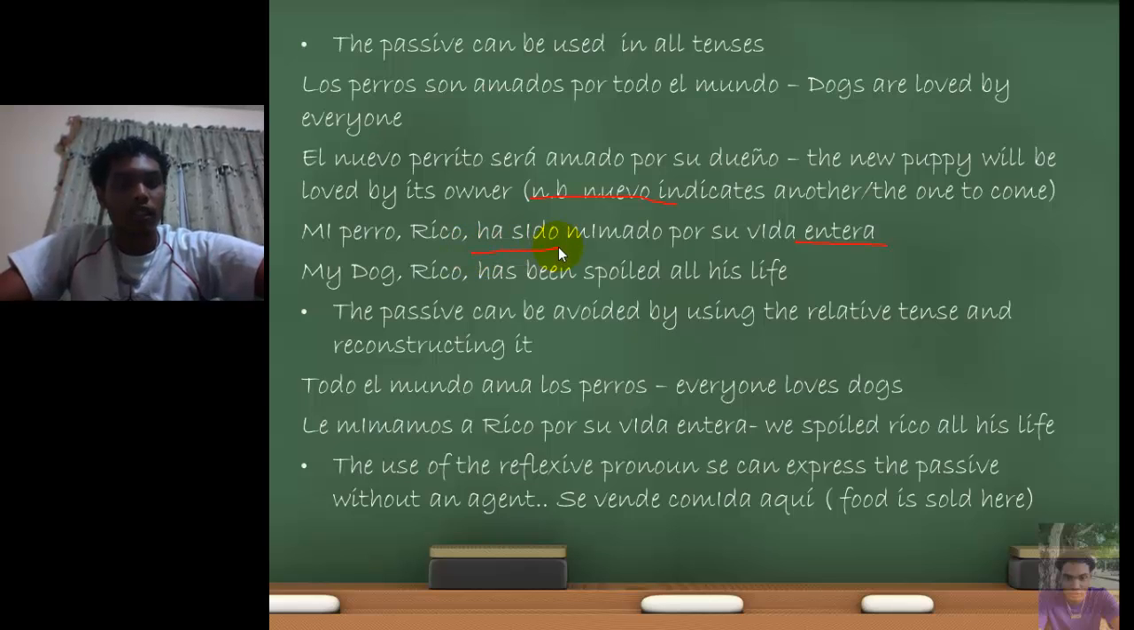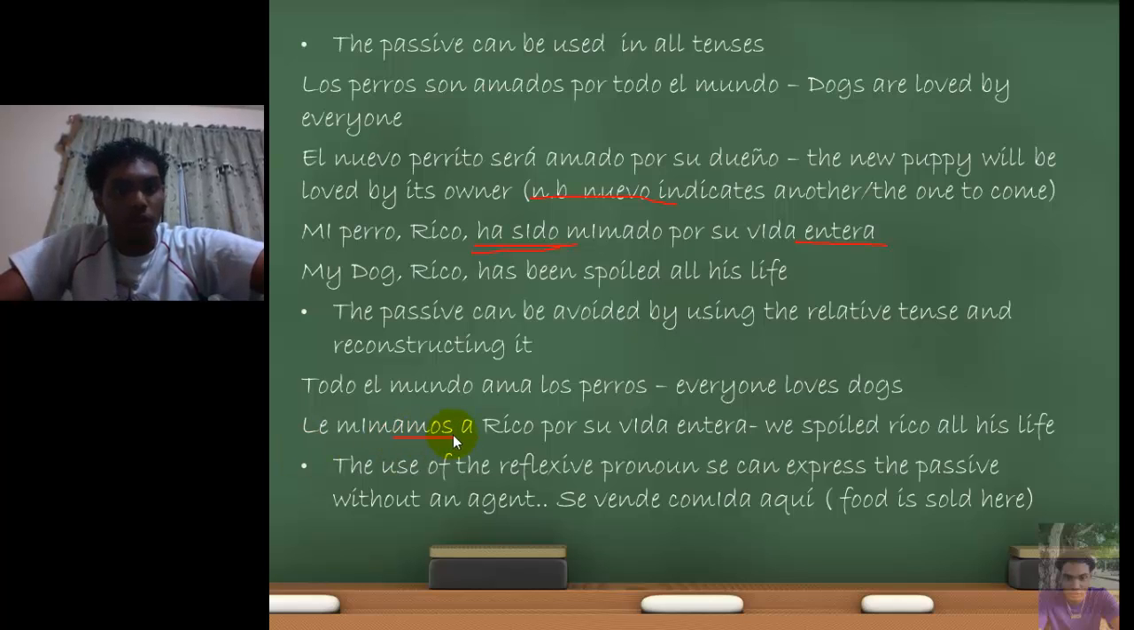Okay, so this is the present perfect, right? Okay, the passive can be avoided by using the relative tense and by reconstructing it. So, por ejemplo, todo el mundo ama a los perros, right? Everyone loves dogs, right? Le mimamos a Rico por su vida entera. We spoiled Rico all his life.